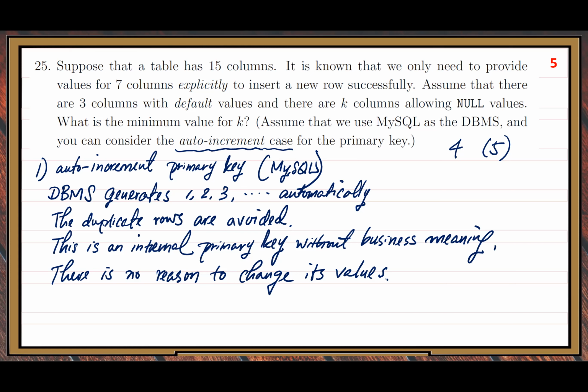Or then, we don't need to provide its value. And here, among those 15 columns, 7 of them we need to provide values explicitly. Then the remaining 8 columns, the values are provided implicitly. Okay? Implicitly.